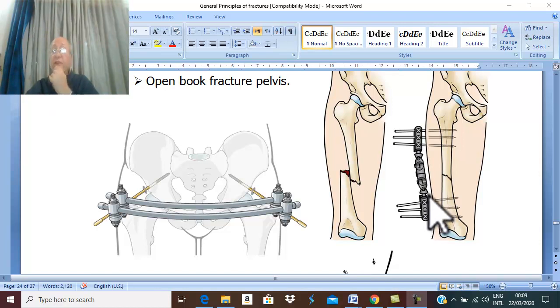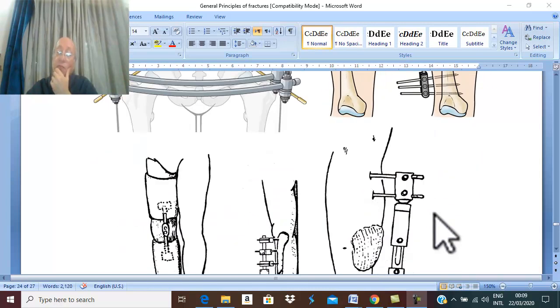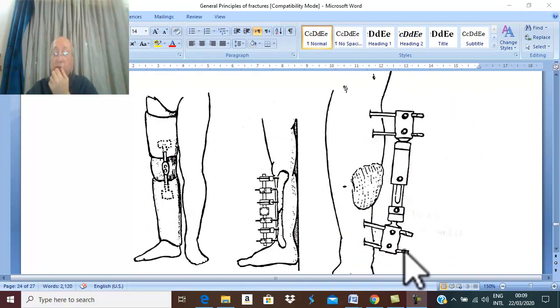What is the use of this external skeletal fixator? The commonest use is compound fracture. Why compound fracture? To leave the wound exposed for caring of the wound, continuous caring of the wound. This fixes the fracture, leaving the wound for frequent change and frequent examination.